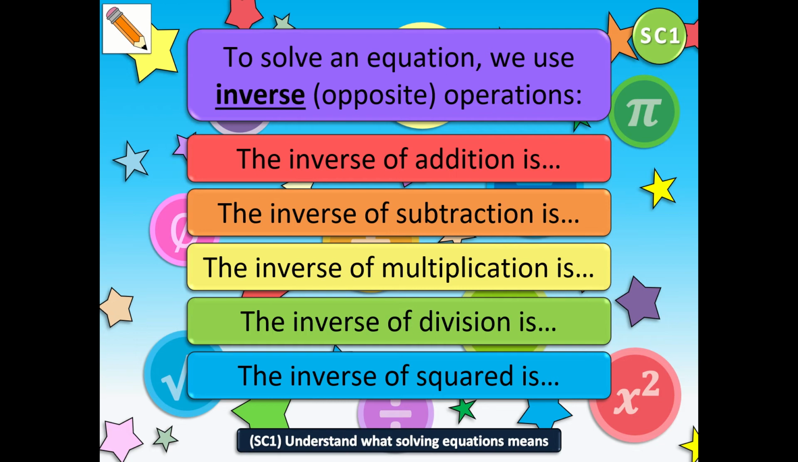So the inverse of addition is subtraction. The inverse of subtraction is addition. The inverse of multiplication is division. The inverse of division is multiplication. And the inverse of squaring something is to square root it.